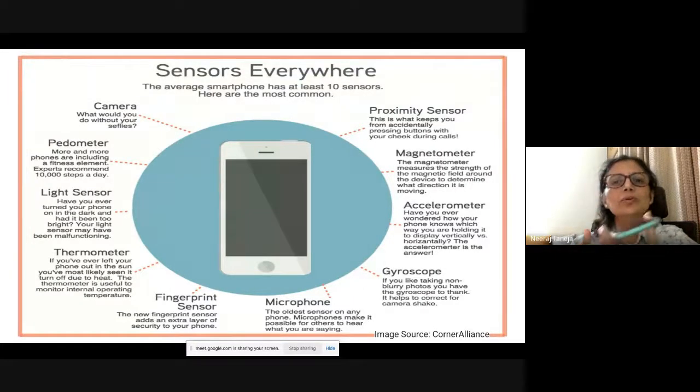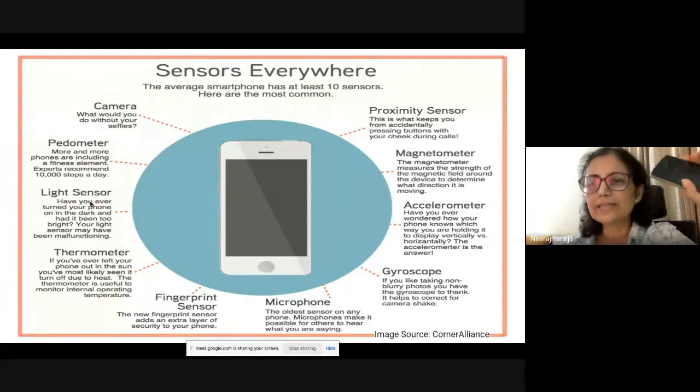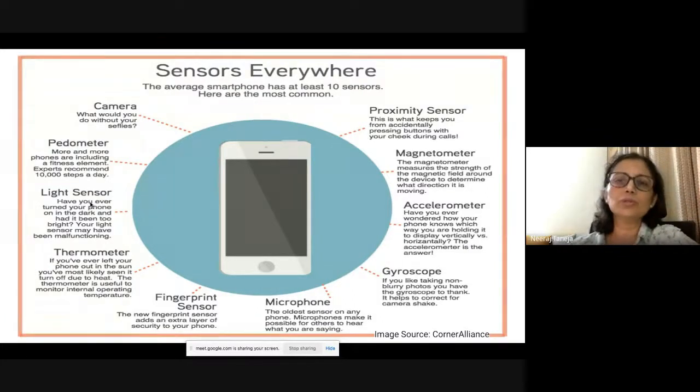How does the phone adjust itself in landscape or portrait mode? That is due to the accelerometer. Also, you may have noticed that when you are in bright sunlight outside, your phone screen goes dim. That is because of the light sensor. So we have a number of sensors, and these sensors can be used to perform some physics experiments.